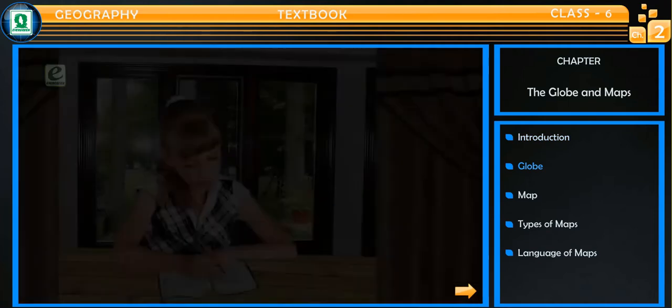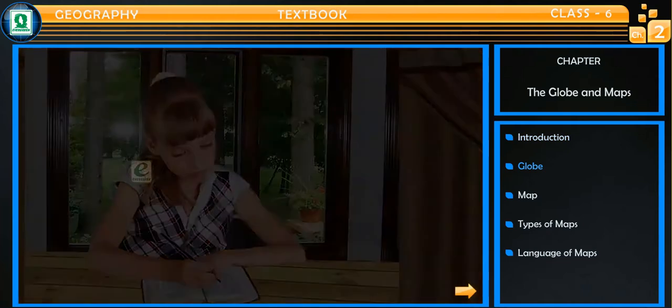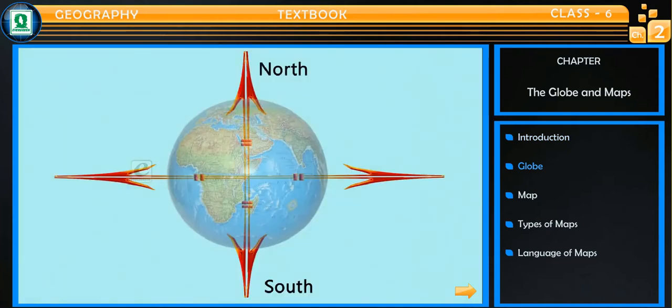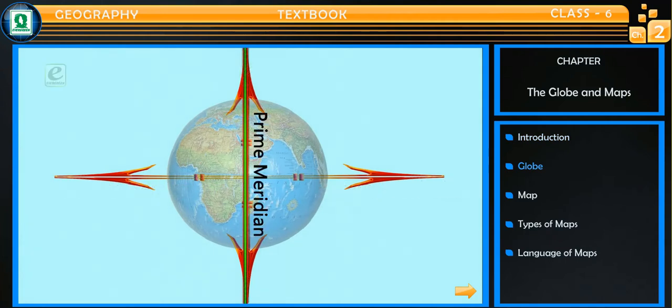You must have read about the directions in your previous classes, that is north, south, east, and west. Thus, the area in north is called Northern Hemisphere, and south is called Southern Hemisphere. A vertical line dividing the globe into Eastern and Western Hemisphere is called Prime Meridian.